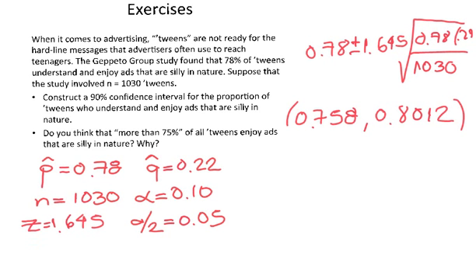So do you think that more than 75% of all the teenagers enjoy ads that are silly in nature? And the question is why? You could say that yes, because the confidence interval has a lower boundary that is greater than 75%. We all know that we could be wrong, and we could actually have a true proportion of the population that is less than 75, but we have a good confidence of 90%. So 90% of the time we would be right, saying that the true proportion is greater than 75.